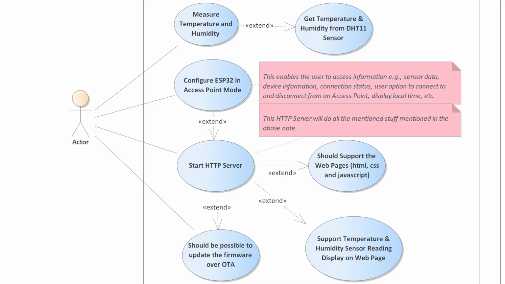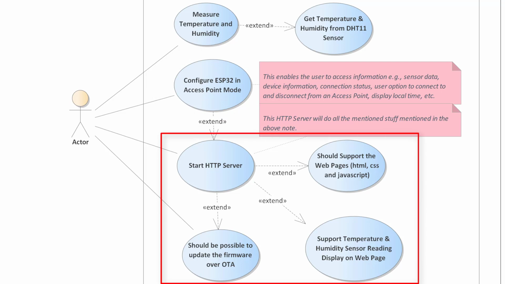We should also understand what we have to do in the source code, and this is explained with the help of a use case diagram, which is used to illustrate all the things we are doing in software at a very high level. Here the first step is to measure the temperature and humidity values from the DHT11 sensor, and then store them in a file-specific global variable. Then the next step is to configure the ESP32 in access point mode, so that external devices, also known as stations, can connect with it. This enables the user to access the information, for example sensor data, device information, connection status, and many other things.